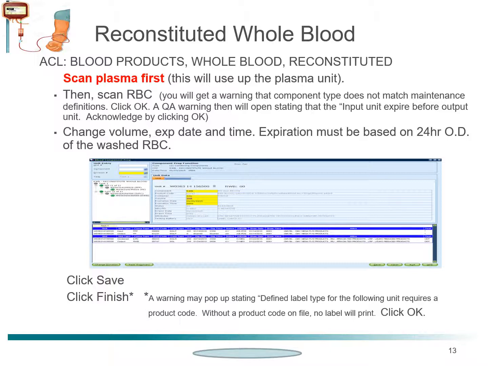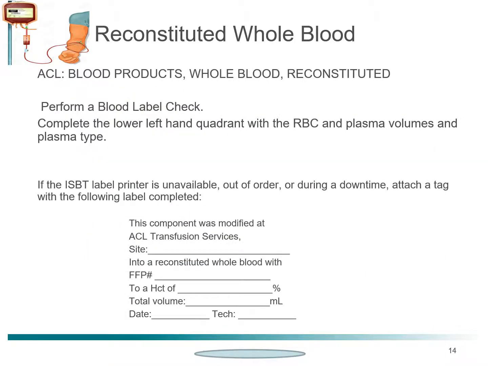Also take a note, a warning may pop up stating define label type for the following unit requires a product code. Without a product code on file, no label will print. Click OK. At the end, perform a blood label check. Complete the lower left-hand quadrant with the RBC and plasma volumes and plasma type. If the ISBT label printer is unavailable, out of order, or during a downtime, attach a tag with the following label completed.